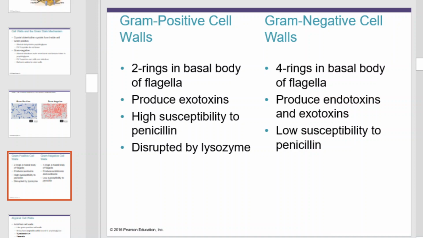Gram-positive cell walls contain two rings in the basal body of their flagella, produce exotoxins, have high susceptibility to penicillin, and can be disrupted by lysozyme. Gram-negative cell walls have four rings in the basal body of the filament, produce endo and exotoxins, and have a low susceptibility to penicillin.